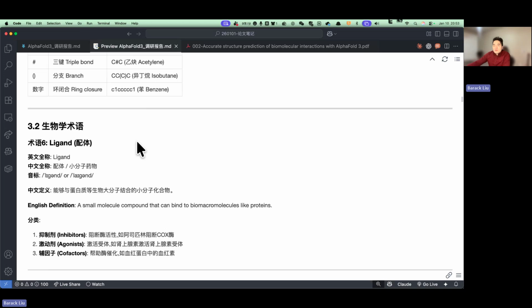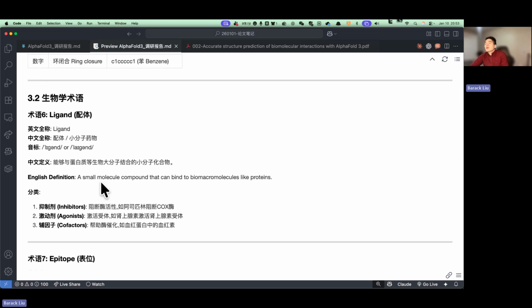Symbolism. Ligand: a small molecular compound that can bind to macromolecules like proteins. Includes inhibitors, agonists, cofactors.